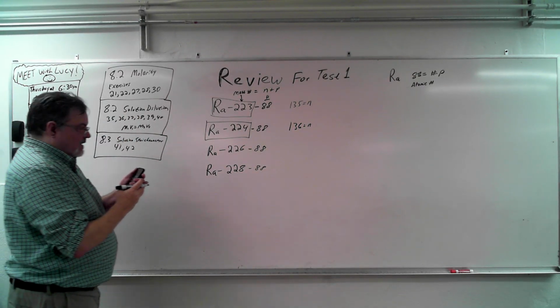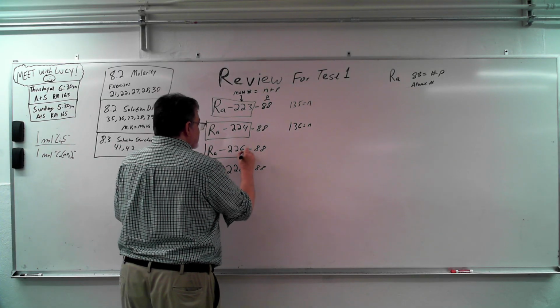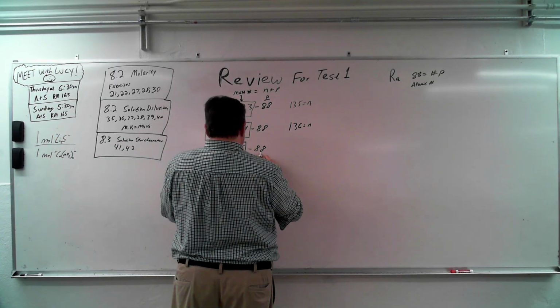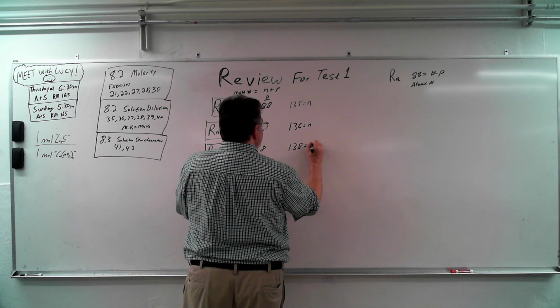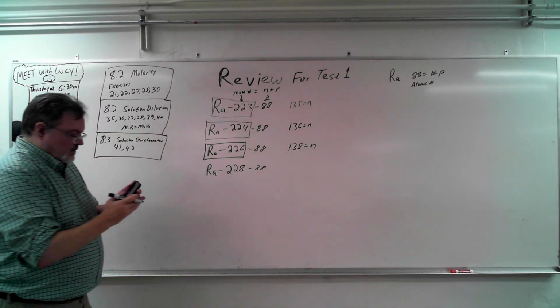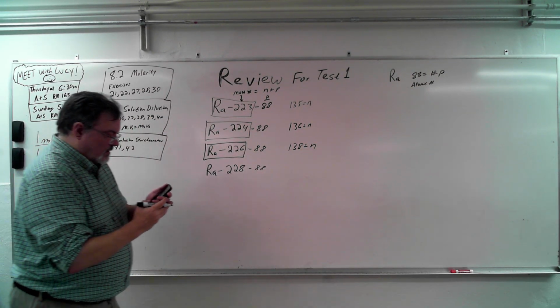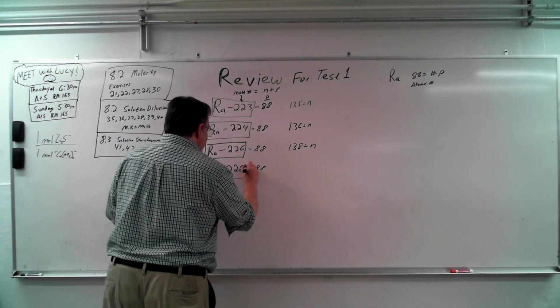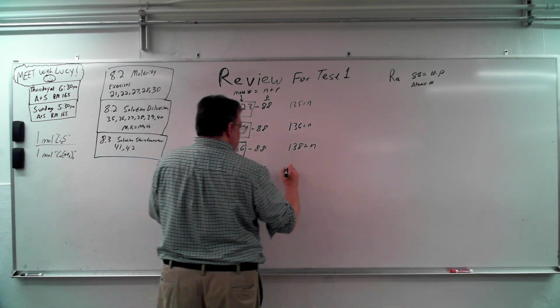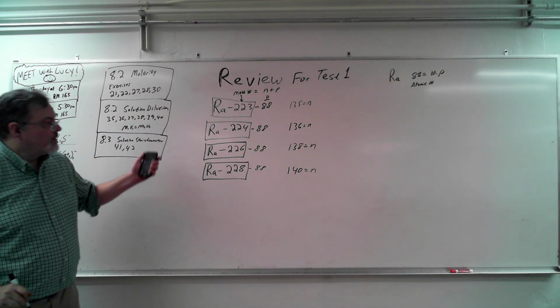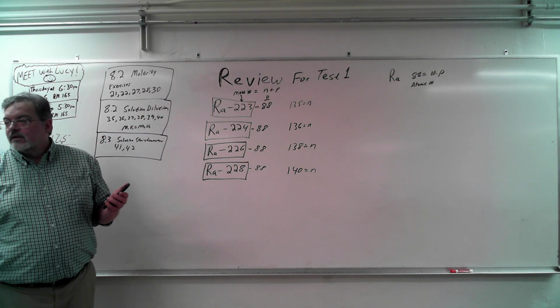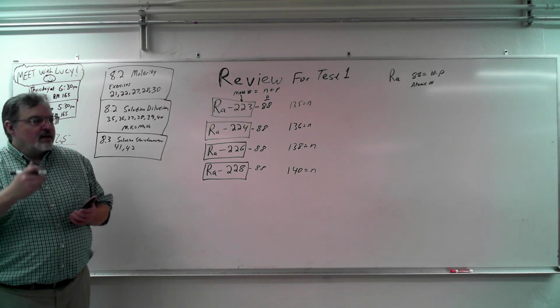226 minus 88. This isotope of radium has 88 protons and 138 neutrons. And then 228 minus 88. This form of radium has 140 neutrons. You just subtract the protons from the mass number. That tells you how many neutrons. And it is that simple.